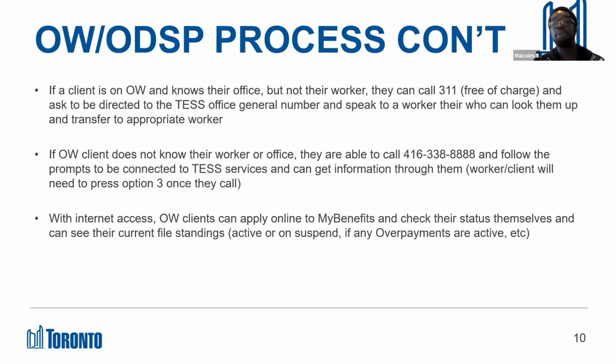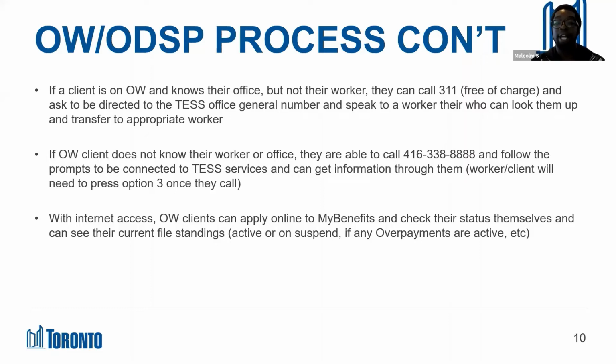If a client is on OW and they know their office but don't know their worker, they can call 311 and be directed to the TES office, and they can speak to a support assistant there who can transfer them to the appropriate worker. If the client doesn't know their office at all, you can call the general number 338-8888 and then follow the prompts to go to the TES service and get the information through them as well. The workers will need to press option 3 once they call that number to get to TES.